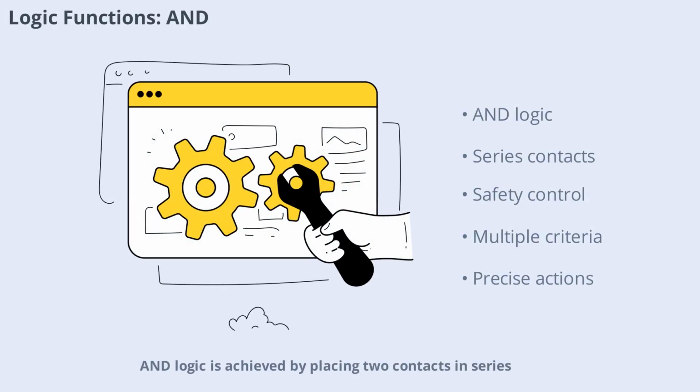And logic is achieved by placing two contacts in series. The output coil is energized only if both contacts are closed, ensuring that all conditions must be met for the action to occur. This logic is used for safety and precision in control systems, requiring multiple criteria to be satisfied.